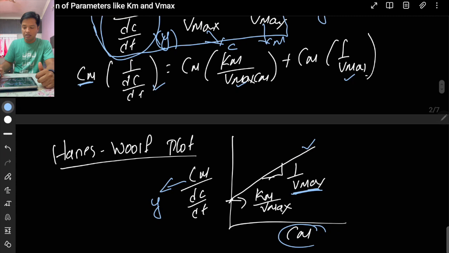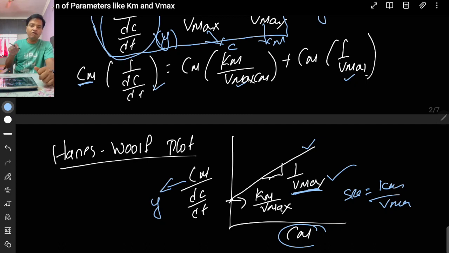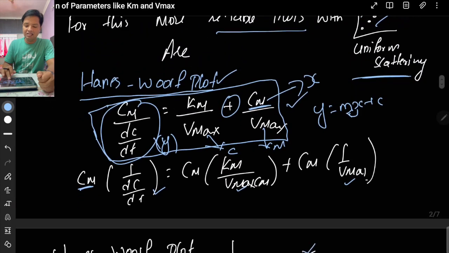So from the slope you will find the Vmax value. Substitute that Vmax value in the slope. What is your slope? Slope is equal to Km by Vmax. So Vmax multiplied by slope will give you Km. In this method also you can find out the parameters of the Michaelis-Menten equation. Why do we go to this method? Because the previous method is giving me scattered points. We want a linear graph to be plotted. Hence we go for the Hanes-Woolf plot.